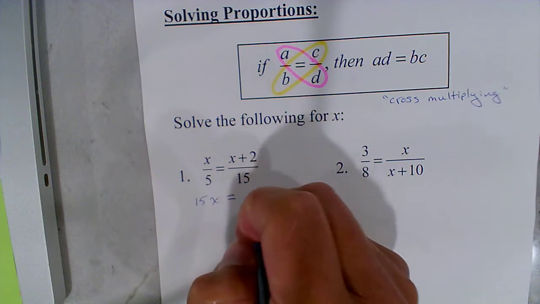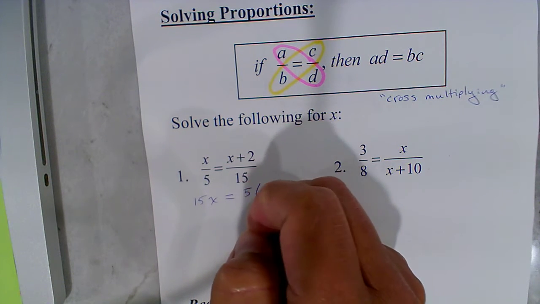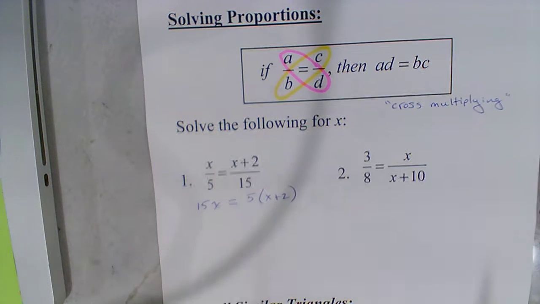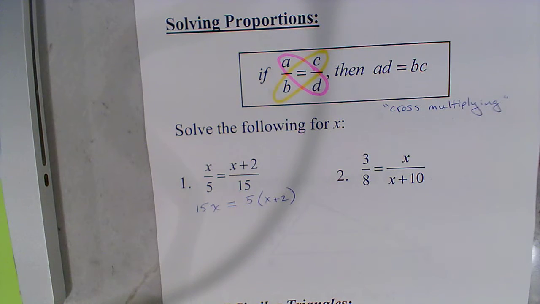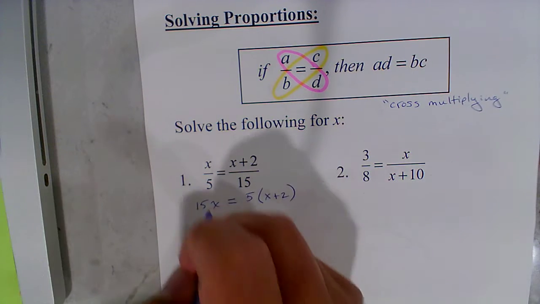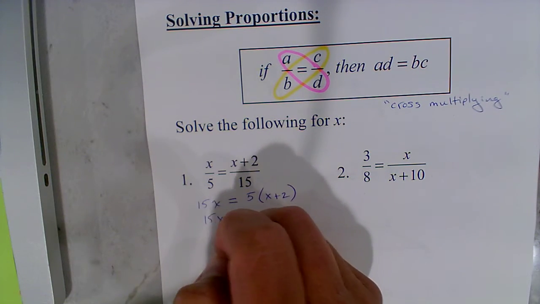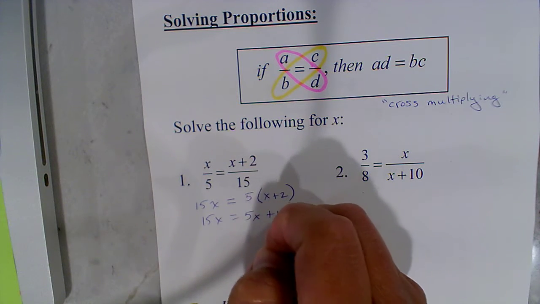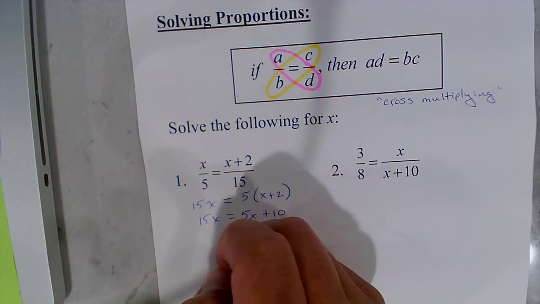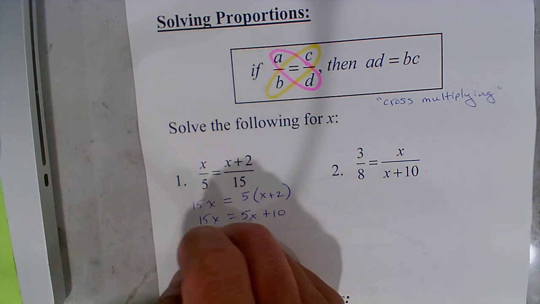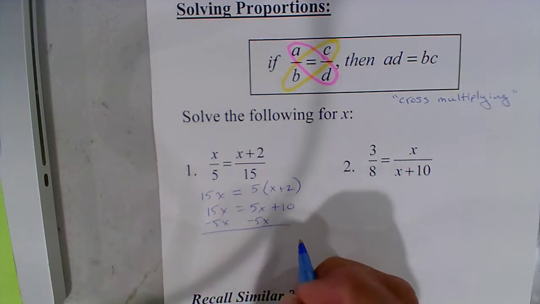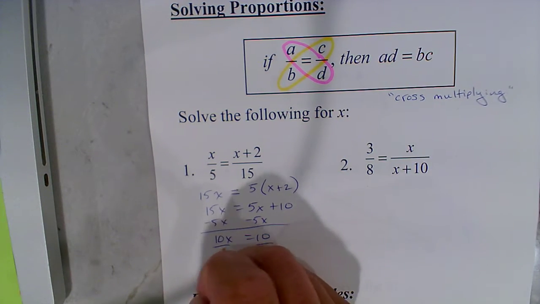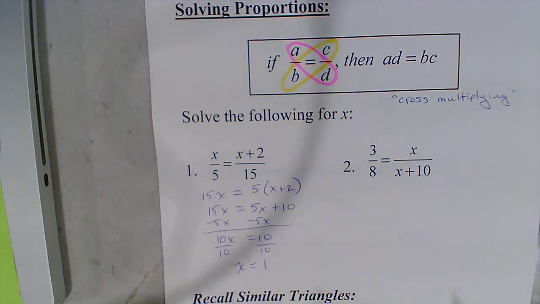And then 5 times x plus 2. Most kids skip writing this step, but most kids also mess it up. I think you should write it. I make my honor students write it. Then go ahead and distribute after that. 15x is equal to 5 times x, 5x, 5 times 2, 10. Then from there you'd solve. I'm not going to waste too much time going over the basic algebra, but that would give you 10x is equal to 10. You would divide both sides by 10, and x is equal to 1.